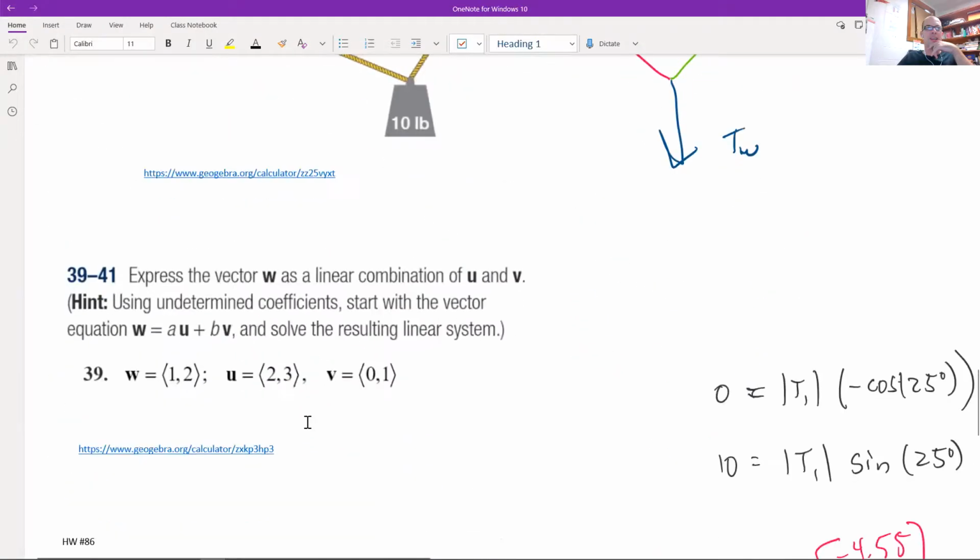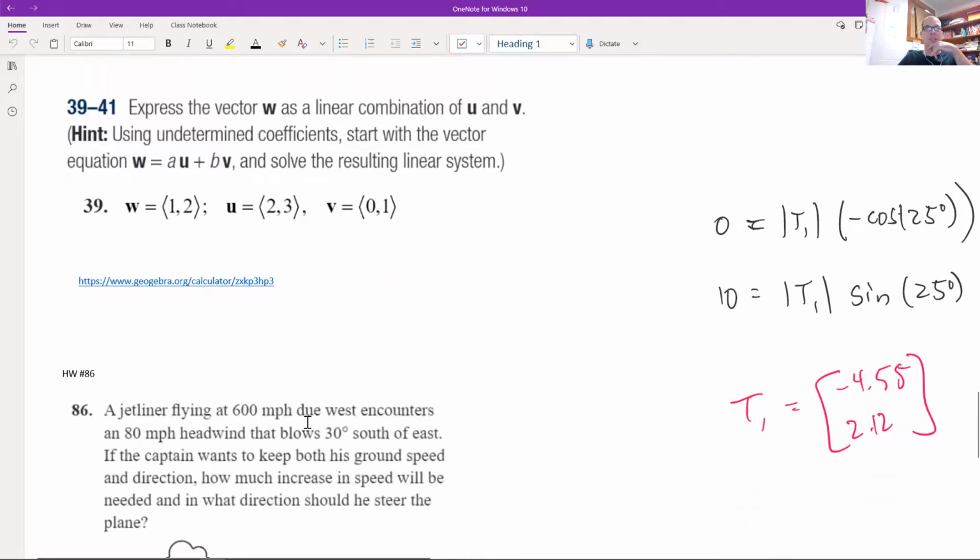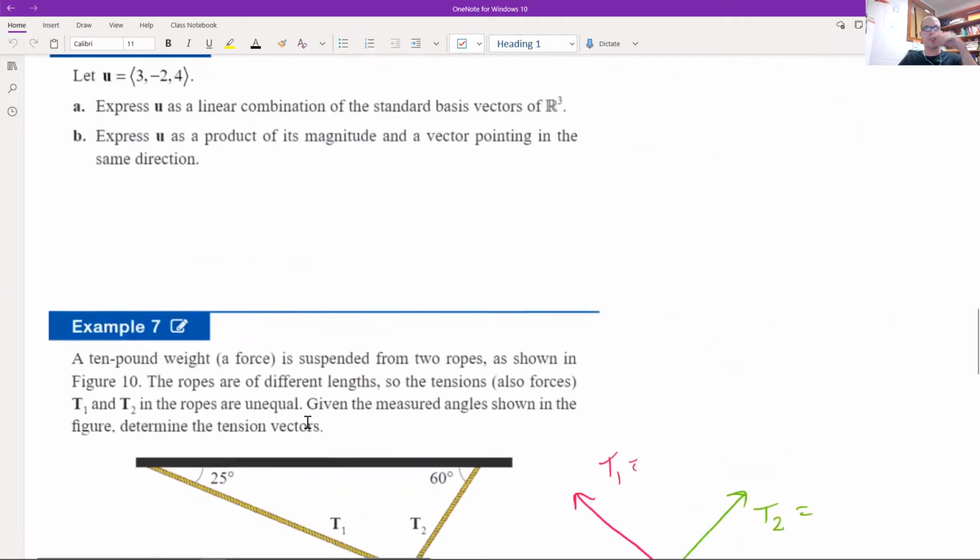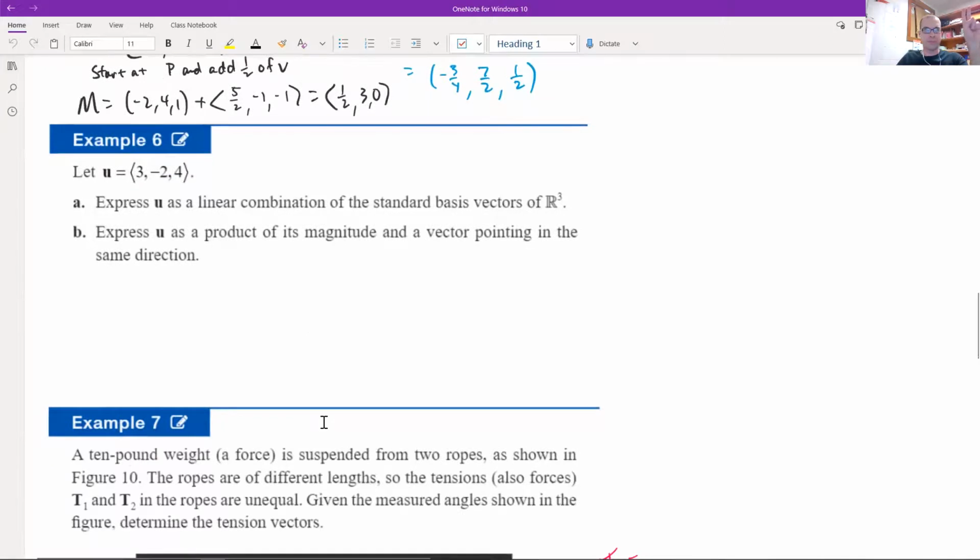Example 6, and then we got 7, and that's pretty much it. Those are the homework questions. Okay, so 2 more. Example number 6. Let U be this. Express U as a linear combination of the standard basis vectors of R3, and also express U as the product of its magnitude and a vector pointing in the same direction.